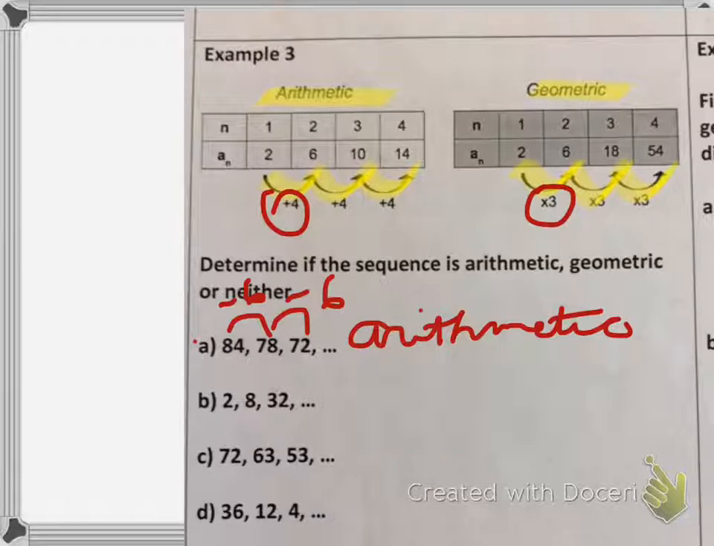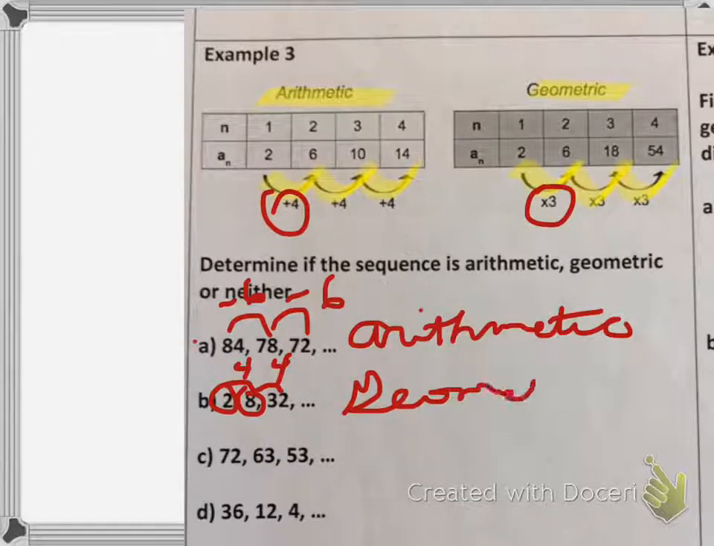All right, the next one, I start with a 2, I go to an 8, I go to a 32. Now I can see right off the bat that that's probably multiplying because I'm getting big fast. So what am I multiplying to get from 2 to 8? I multiply by 4. What do I multiply by to get from 8 to 32? I multiply by 4. If you can't see that, you can always take the second number and divide it by the first number, and it will help you find that ratio. So this is geometric because we're multiplying.